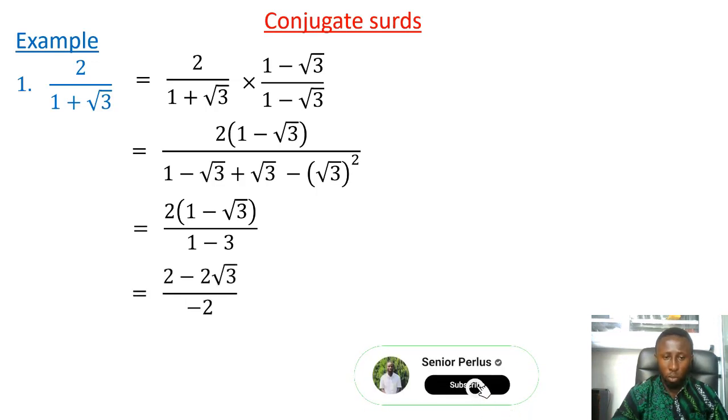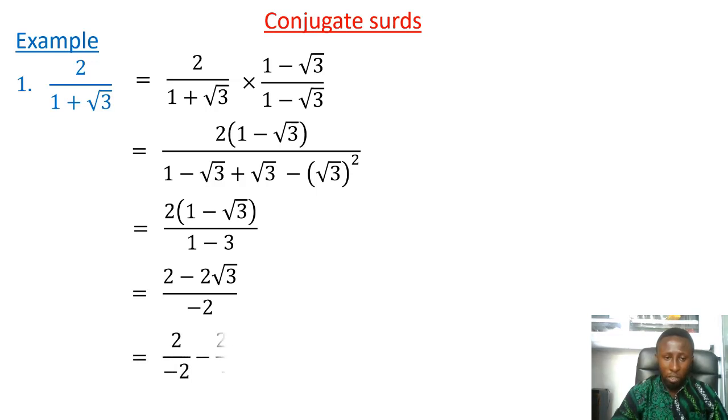As time goes on, you will know. Therefore, this is our answer, but that's not our final answer. We can still simplify this. 2 out of negative 2 minus 2 root 3 out of negative 2. So you can simplify this. Therefore, our answer is negative 1 plus root 3, because 2 goes into 2, so negative 1, then the 2 will cancel. Basic algebra.